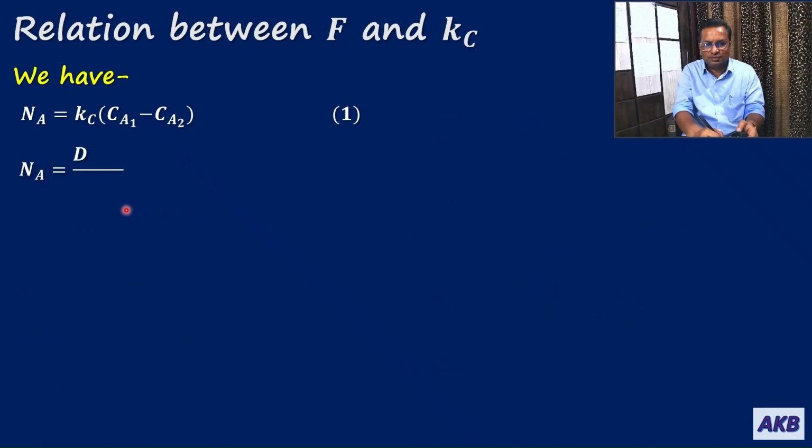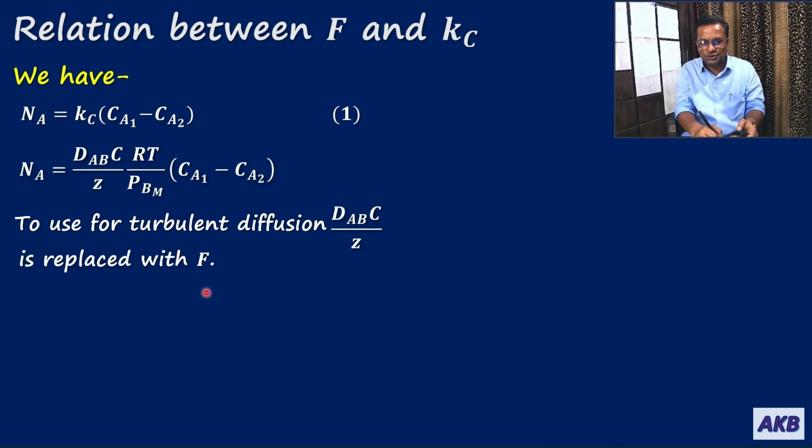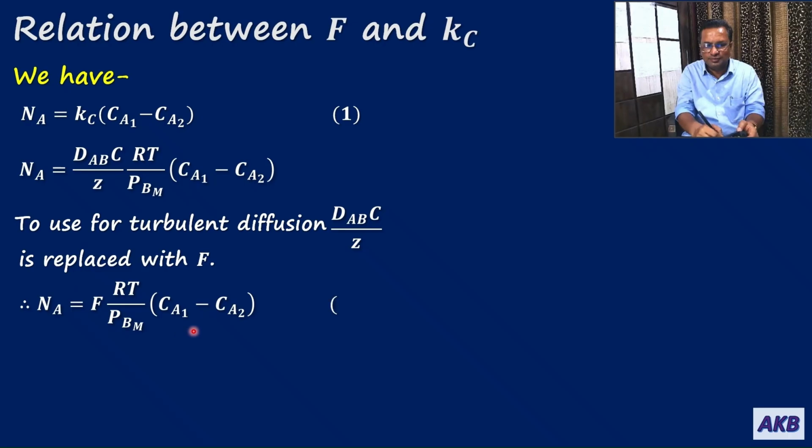So now we got this equation, NA is equal to DAB C upon Z into RT upon PBM into CA1 minus CA2. Now in order to use this equation for turbulent diffusion, I will have to replace the group DAB C upon Z with a parameter that will characterize the turbulent diffusion, and that parameter is nothing but F. So this equation becomes NA is equal to F into RT upon PBM into CA1 minus CA2, and now I am calling it equation number 3.